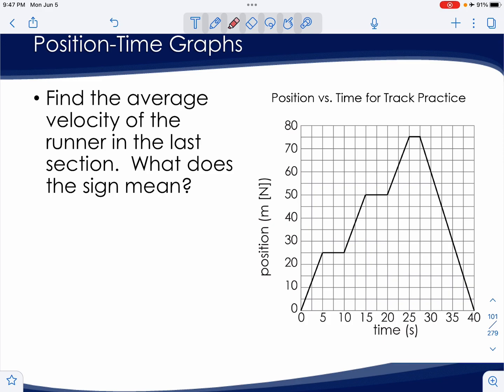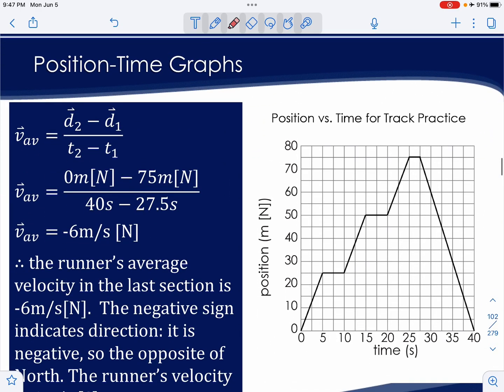So in the last section, started at 75 and ended up at 0, right? So position 2 would be 0 meters north, and position 1 would be 75 meters north. And then the time 2 would be 40 seconds, and the time 1 would be 27.5 seconds. So if we do that math, we have 0 minus 75 meters over 40 minus 27.5. So we get a negative number, negative 6 meters per second north.